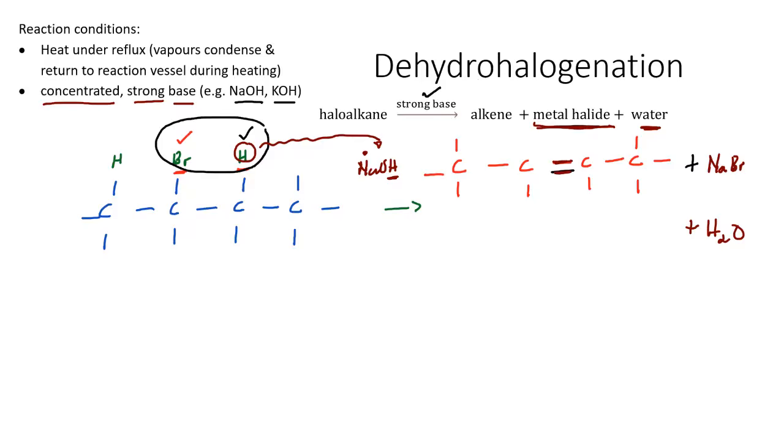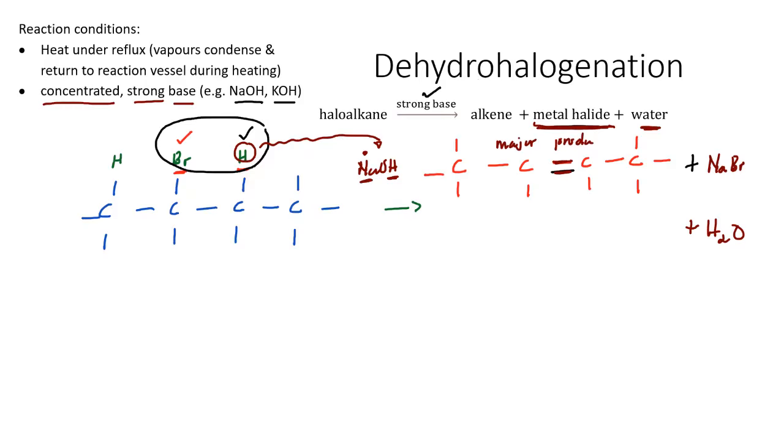And then what happens next? I get a metal halide. How come? Well, the Br will react with Na, sodium bromide. The H will react with OH to form water. So this one is my major product.